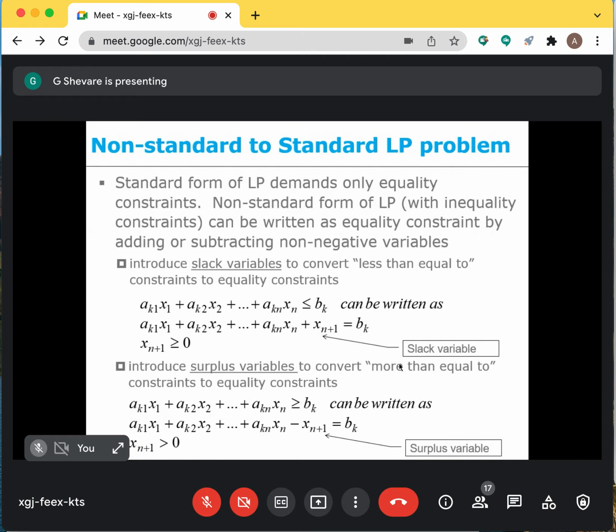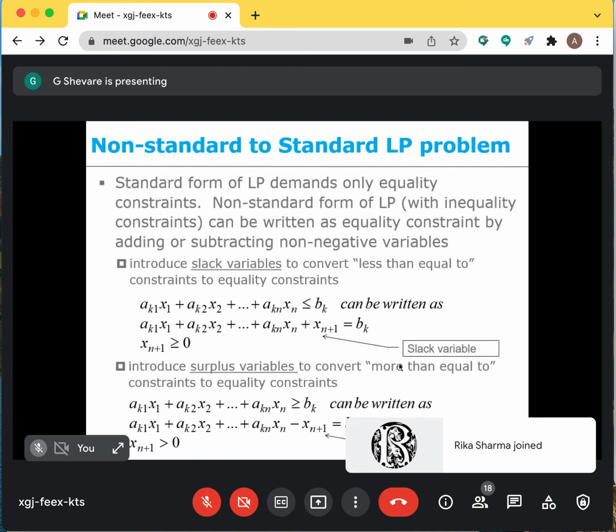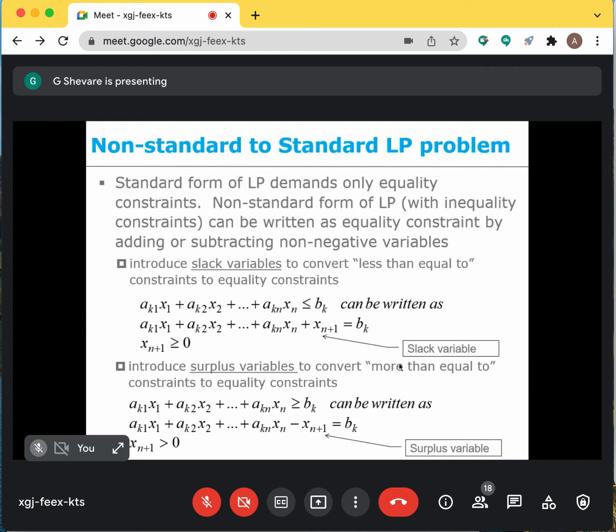This is an inequality equation, an inequality condition, and I cannot accept it in the standard form. So what do I do? I add what we call a slack variable. So x_{n+1} is an artificial, additional variable, which is necessarily positive, added to the kth equation, and now instead of the inequality less than or equal to b_k, with the addition of x_{n+1}, it becomes an equality with the right hand side equal to b_k.